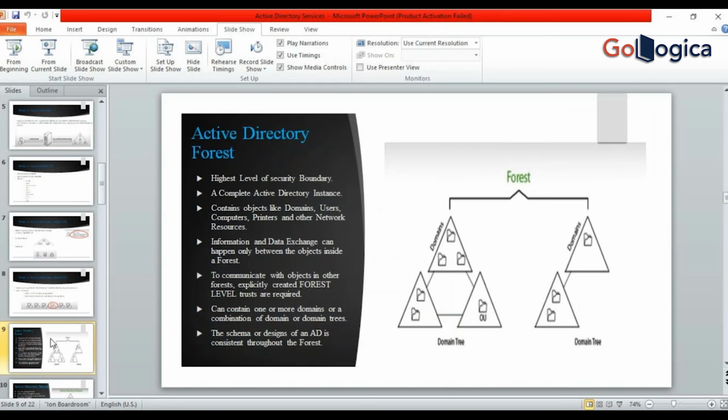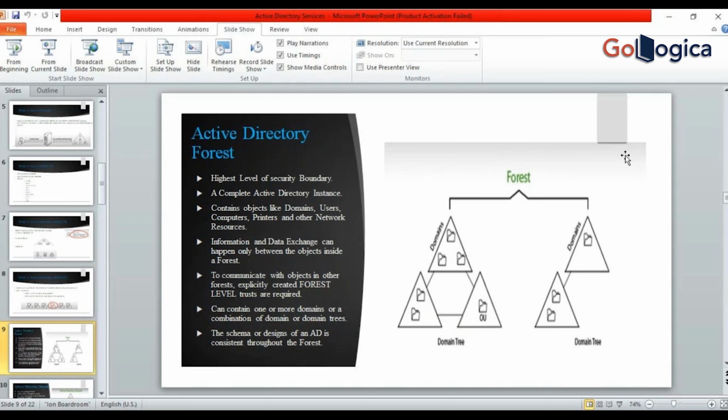Now we call it a forest. Why do we call it a forest? If I'm talking about a real world scenario, what do we mean by a forest? A forest contains all types of animals, all types of trees, all types of plants, all types of rivers, whatever things a forest has. So we call it a complete jungle, a complete scenario in the real world.